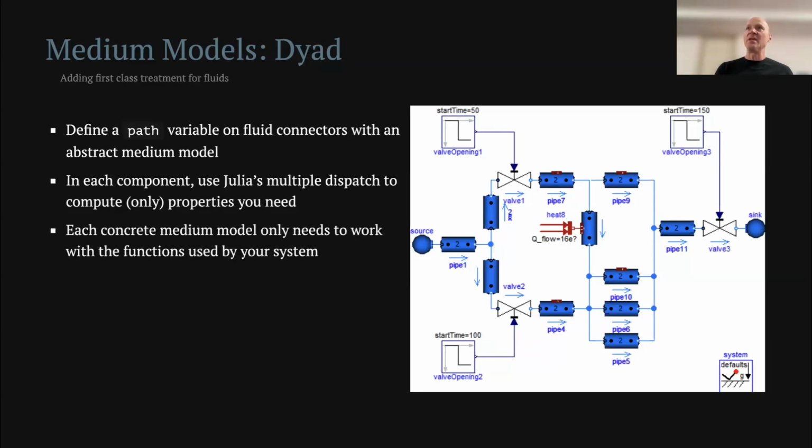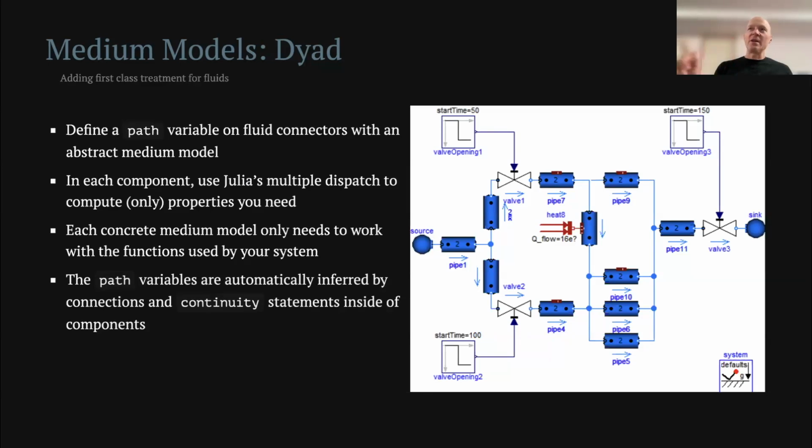In each component, you use Julia's multiple dispatch to compute the properties that you need. In each concrete medium model, you would go through and implement the functions that you need, but only the functions used by your system. So you don't have to come up with a big giant union of all possible properties that might be used at any point in the future up front. Instead, you can just implement the properties that you need as you go.